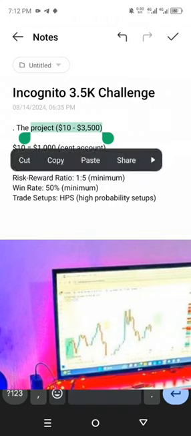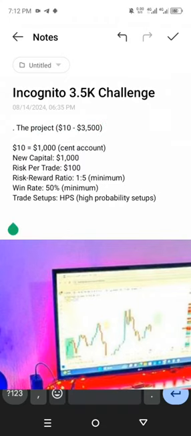Okay, so this is the strategy we're going to be using to move gradually. First of all, we convert the $10 into $1,000, and then we risk $100 on every single trade, and then we look out for a risk to reward ratio of 1:5. Then our win rate: we use a strategy that can guarantee us a minimum of 50% win rate, and then we only trade high probability setups, of course, to ensure that we get something even above this 50% win rate.